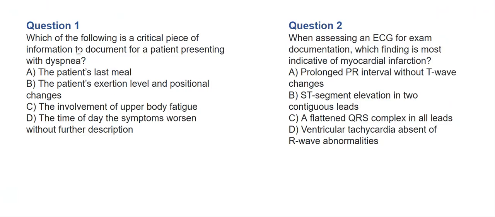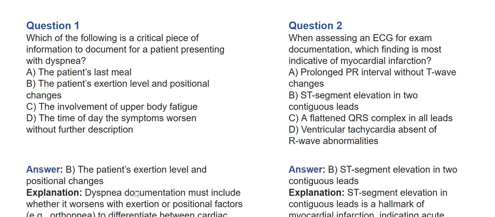Question 1. Which of the following is a critical piece of information to document for a patient presenting with dyspnea or shortness of breath? A. The patient's last meal. B. The patient's exertion level and positional changes. C. The involvement of upper body fatigue. Or D. The time of day the symptoms worsen without further description. Now, the answer here would be B. The patient's exertion level and positional changes.